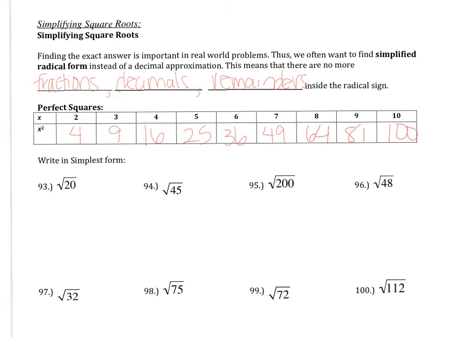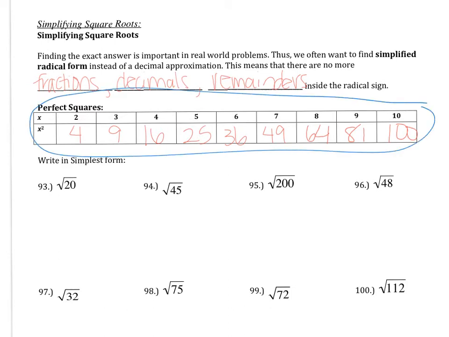In this chart, you will see a review of perfect squares. When we say perfect squares, that means a number times itself will give you a number. So 2 times 2 is 4, so the square root of 4 is 2. The square root of 16 is 4, because 4 times 4 is 16. We will need to remember these when we do our radicals.